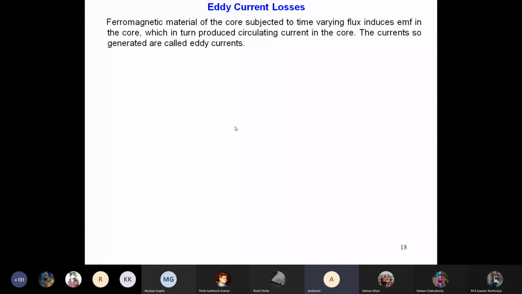Anyway, so today we will discuss another loss that takes place whenever an alternating current passes through a coil, and the core is some ferromagnetic material, which is known as the eddy current loss. Now, in this class, we are not going to discuss the derivation of the eddy current loss. It is available in the books, because it is a detailed discussion.